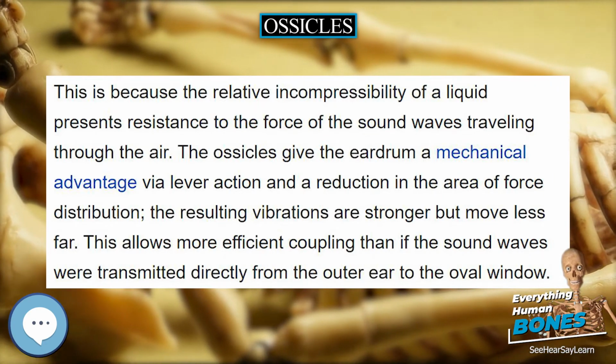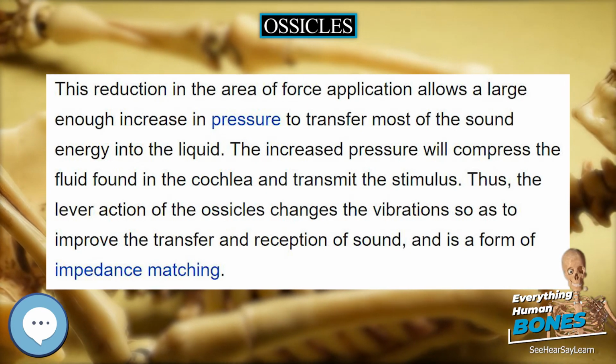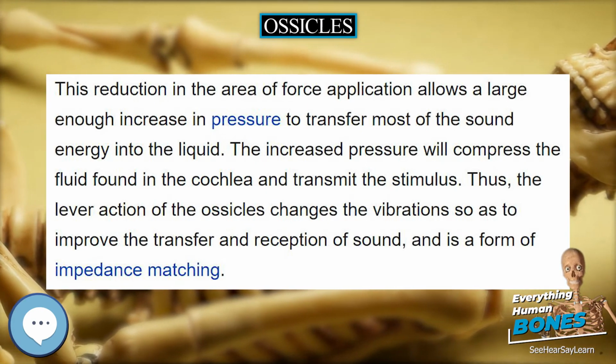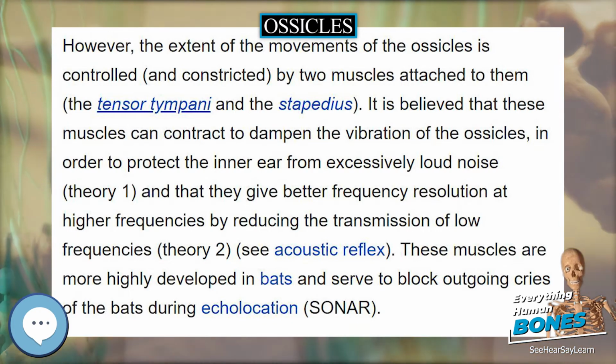Clinical relevance. Occasionally the joints between the ossicles become rigid. One condition, otosclerosis, results in the fusing of the stapes to the oval window. This reduces hearing and may be treated surgically.